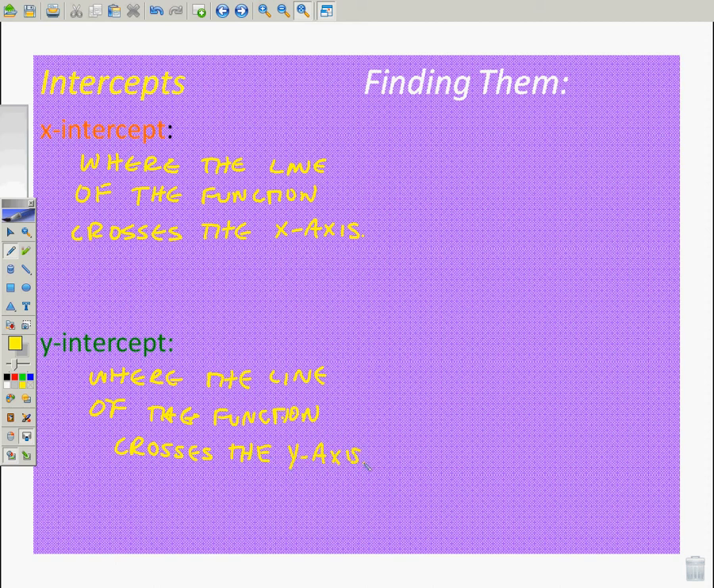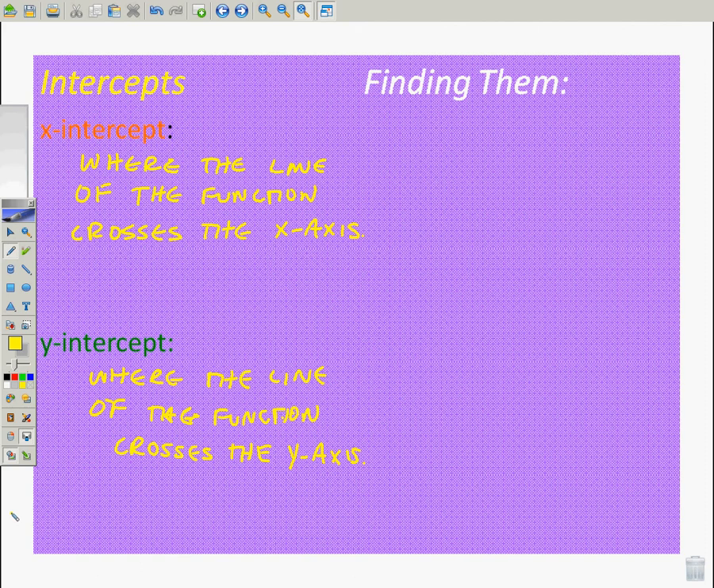This shouldn't be too much of a mystery to us when we look at what it means to intercept something. If you intercept a football, it's where you and the football cross paths and you catch it. And so if we're talking about the x-intercept, we're saying, where does this line touch the x-axis? The y-intercept is where does the line, this function, touch the y-axis?